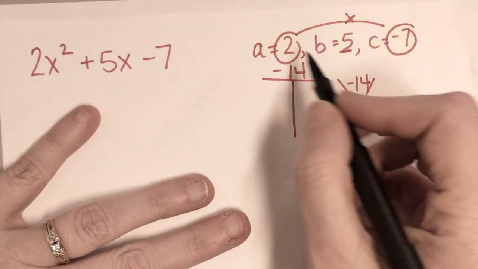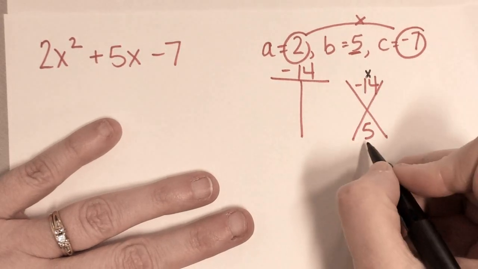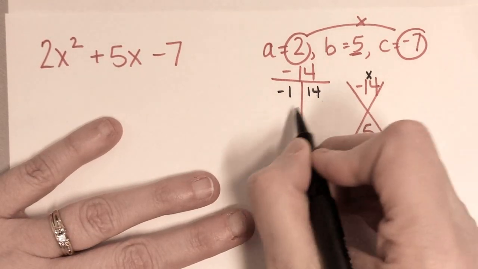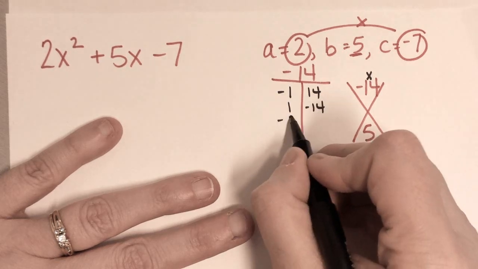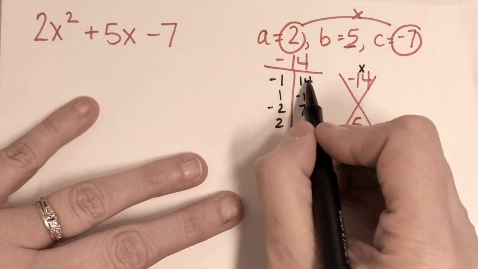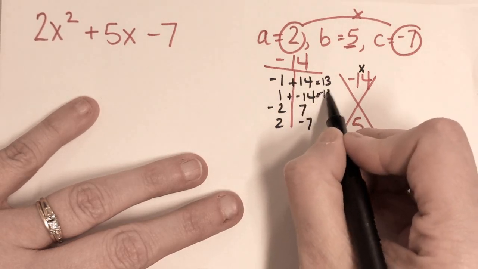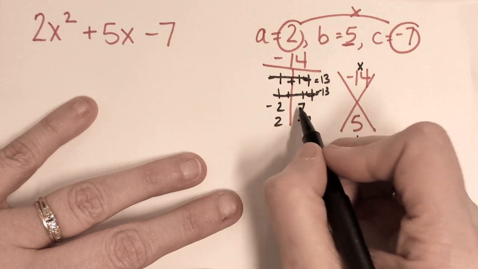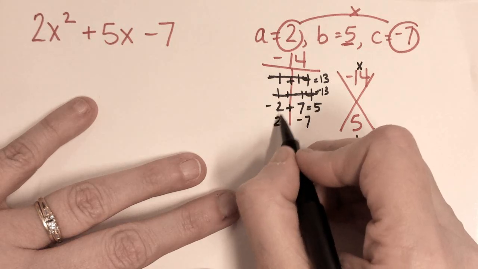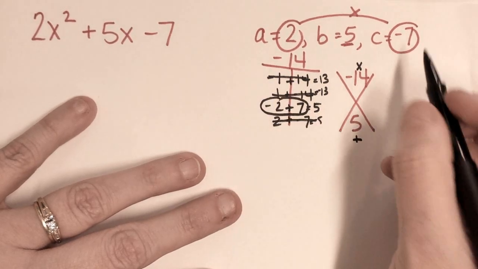So I'm going to start by finding all the factors I can, all the ways I can multiply to get negative 14, because I'm trying to figure out what I can multiply to get negative 14 that will add up to 5. Okay, well, I can do negative 1 times 14, 1 times negative 14, negative 2 times 7, 2 times negative 7. Okay. Well, negative 1 plus 14 is 13. Nope. 1 plus negative 14 is negative 13. Nope. Negative 2 plus 7 equals 5. Oh, that's what I want. Just to check, 2 plus negative 7 is negative 5. So negative 2 and positive 7 are the ones I want.